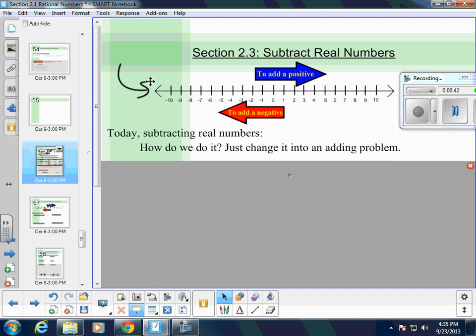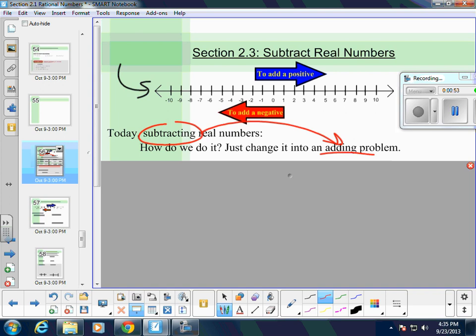So if we're going to subtract real numbers, there's actually a sneaky way of doing it. We're going to take any problem where we have to subtract, and we're going to change it into an adding problem instead. And once we do that, then we can use one of our strategies. So this section just turns into, how can I turn a subtraction problem into an addition problem? Because if you can do that, then we can still use our strategies like thinking money, number line, mental math, whatever it is.